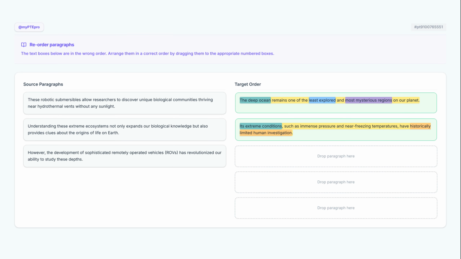I am placing this sentence in the second position because the possessive pronoun "its" acts as a linguistic link to the deep ocean mentioned in the first sentence. This creates a logical progression from the general mystery of the region to the specific immense pressure and temperatures that cause it.